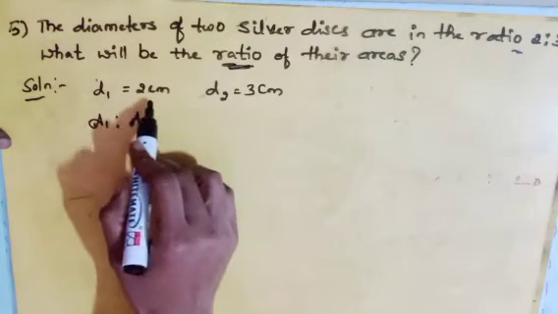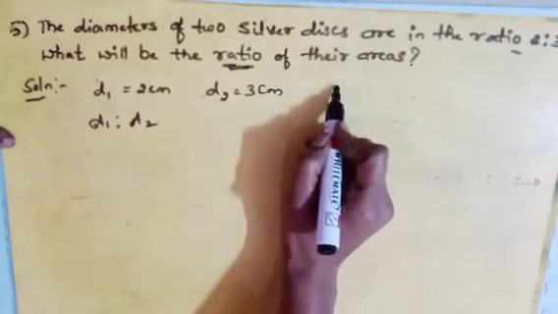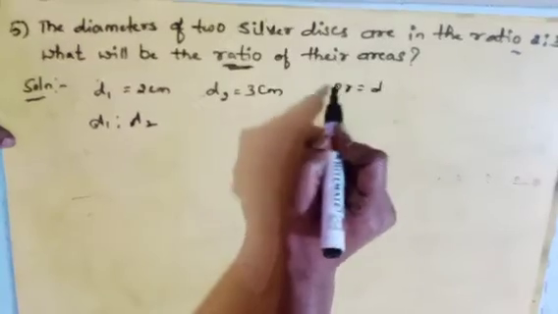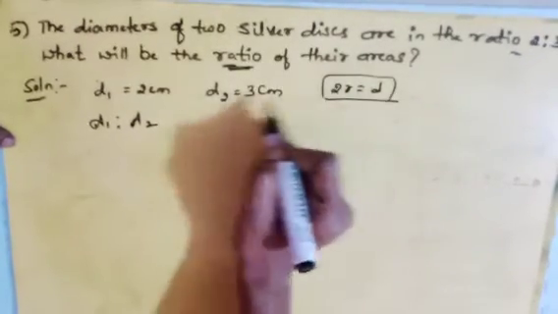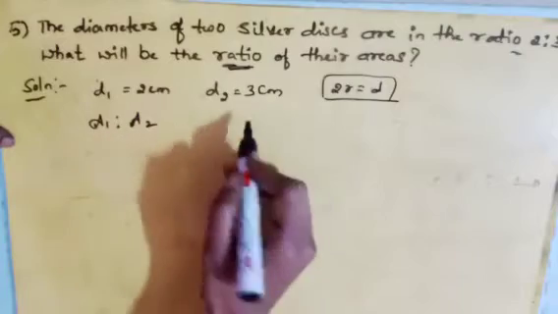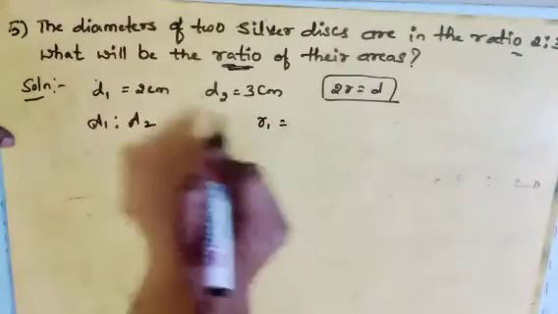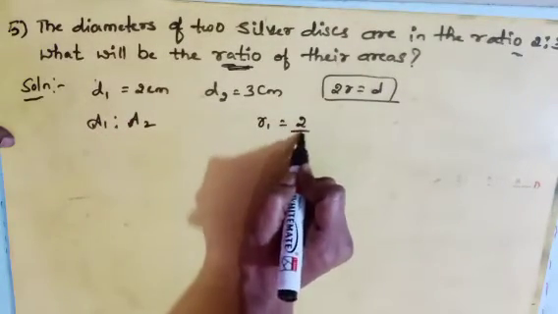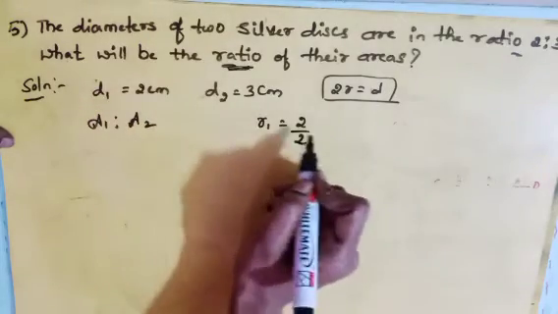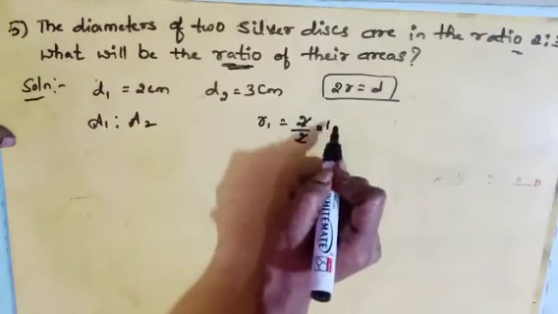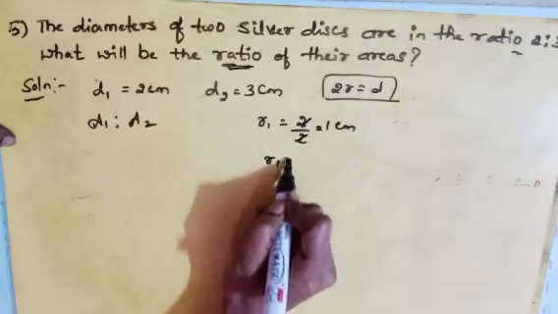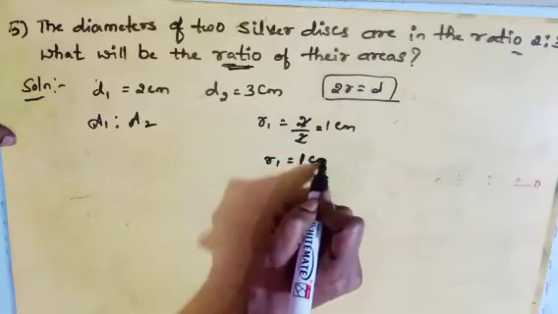Let us divide this diameter by 2, because 2R equals D. Because of that we have to divide by 2. Therefore R1 equals D1 divided by 2. So how much will we get? The 2 gets cancelled, giving 1 centimeter. Therefore R1 equals 1 centimeter.